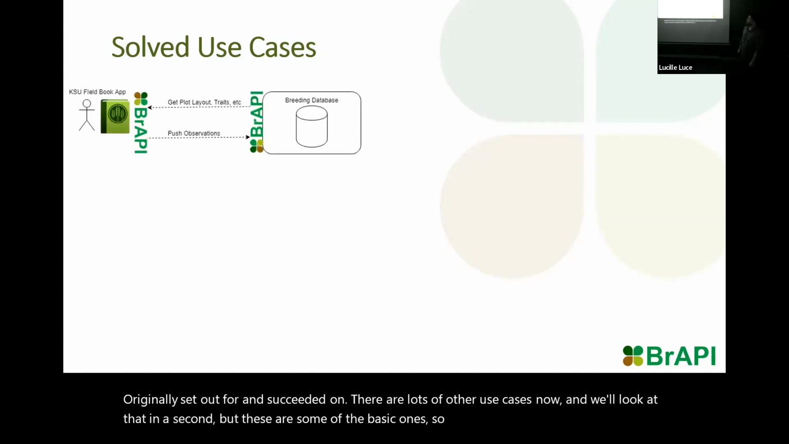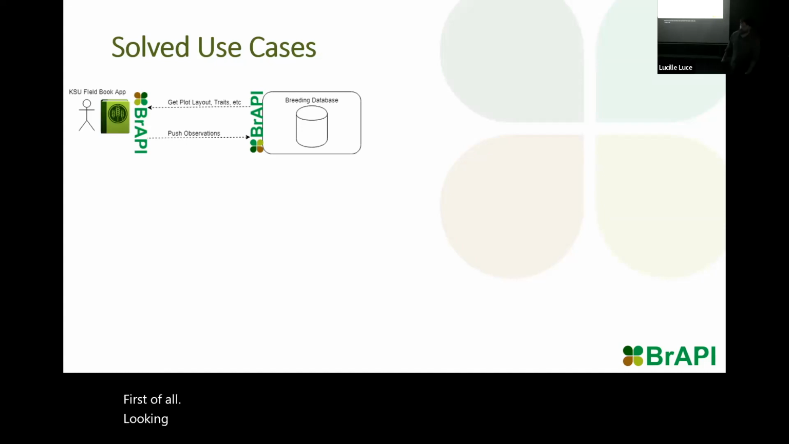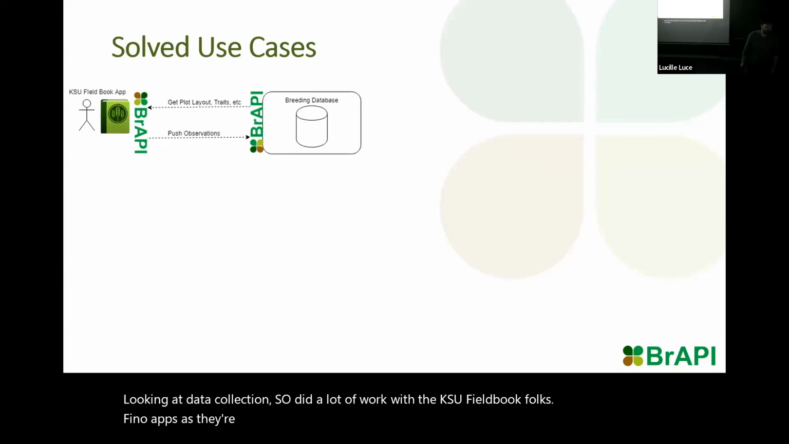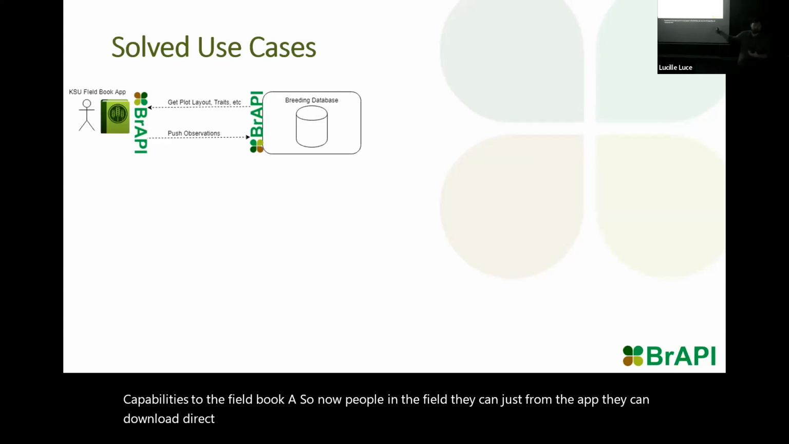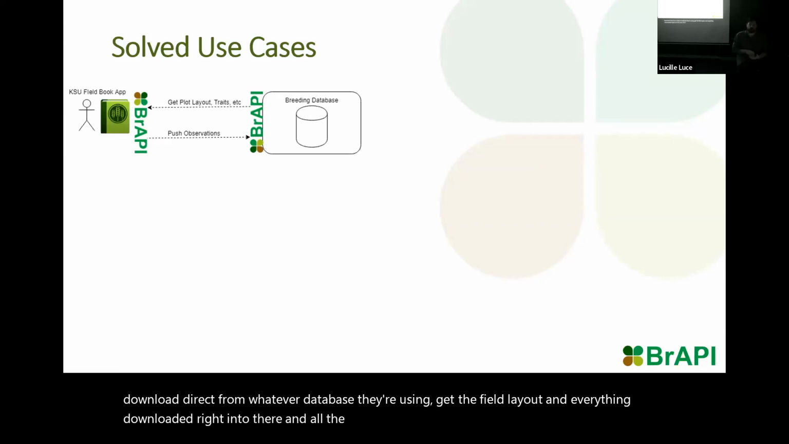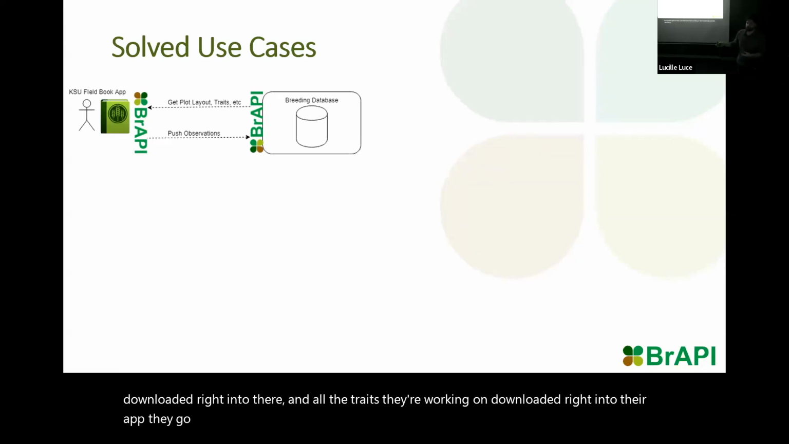So first of all, looking at data collection. We did a lot of work with the KSU Fieldbook folks, PhenoApps as they're now called, and basically adding BrAPI capabilities to the Fieldbook app. So now people in the field, just from the app, can download direct from whatever database they're using, get the field layout and all the traits they're working on downloaded right into their app. They go out, collect whatever data they need, press a button, and it all gets pushed back up to the server.